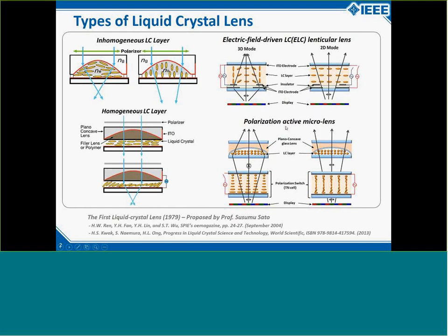And the last one is the polarization active micro lens, where the liquid crystal itself is a fixed birefringent lens, but they use a TN or some other polarization switching cell to switch the polarization from perpendicular to parallel. When the polarization is parallel to the birefringent liquid crystal lens, it will be focused. On the other hand, it will be defocused. So those are the basic four types of liquid crystal lens.